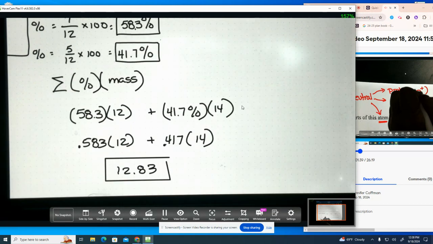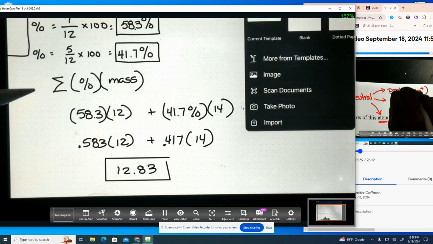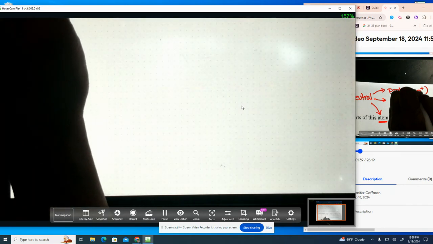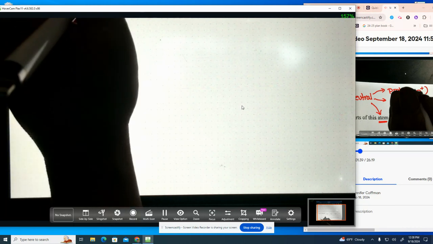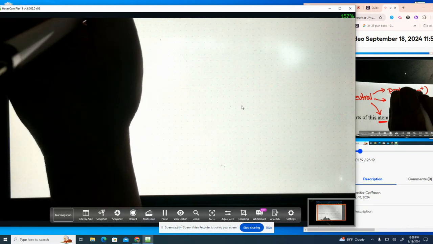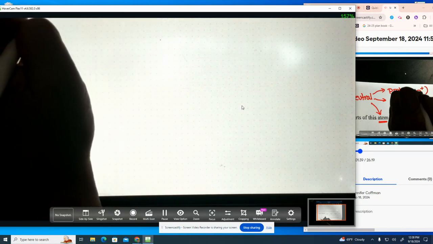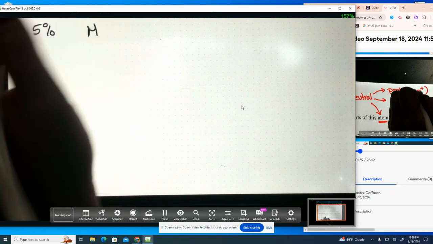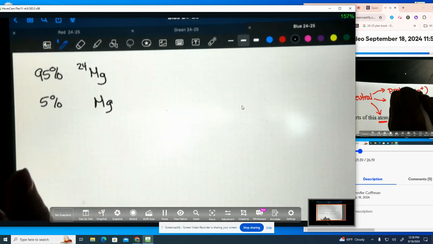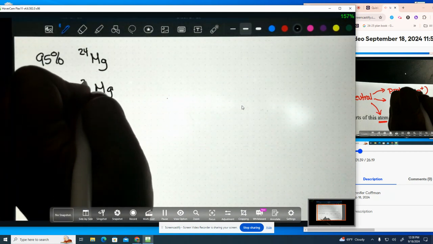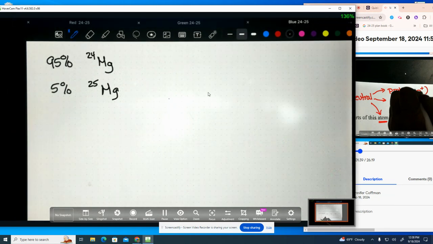Okay. So this is how we are going to do it, because what they're going to do is they're going to say, you have a sample. You with me? Can I turn the page? Okay. Let's say we have a sample that is 95% magnesium 24 and 5% magnesium 25. Okay, 2 questions I'm going to ask you here.